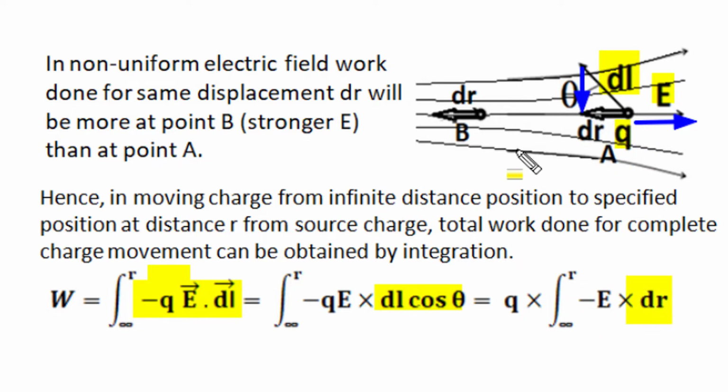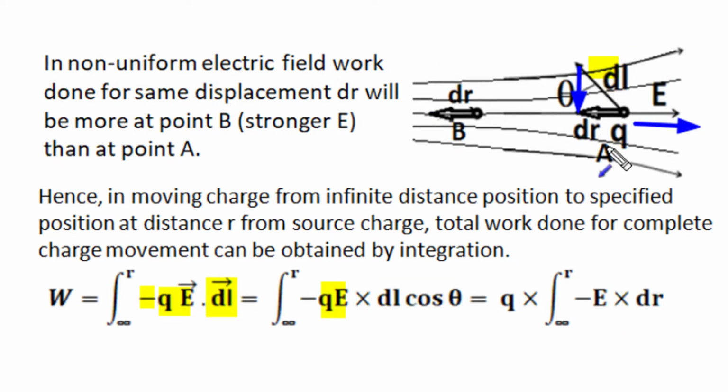In this non-uniform electric field, where electric field strength has different magnitude at different positions, the concentration of electric force lines here at position B indicates that the electric field is stronger here. So the same displacement dr at position A involves less amount of work, and at position B it involves a higher amount of work. So in such varying conditions, to find the total work done to bring a charge from infinity to any position at distance r in the electric field, we integrate the elemental work, and this would be our total amount of work done in the movement of positive Q charge from infinity to the position at distance r in electric field E.